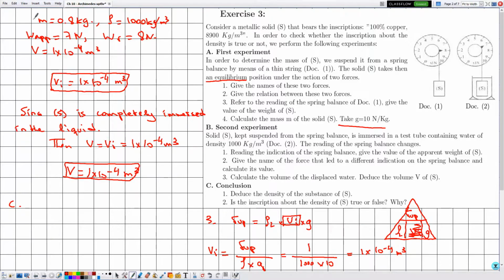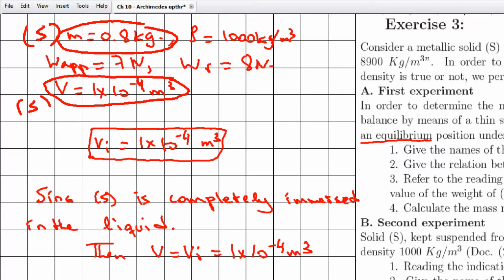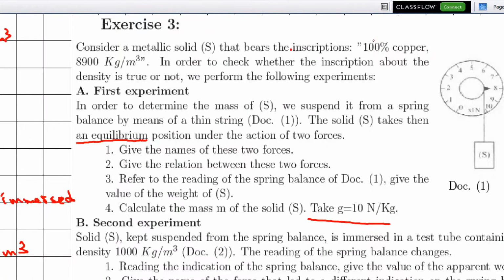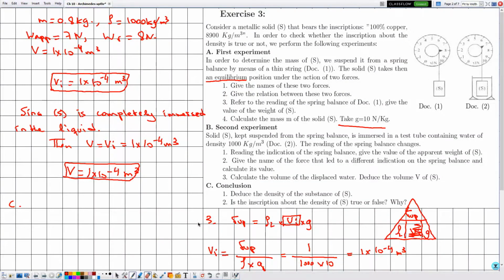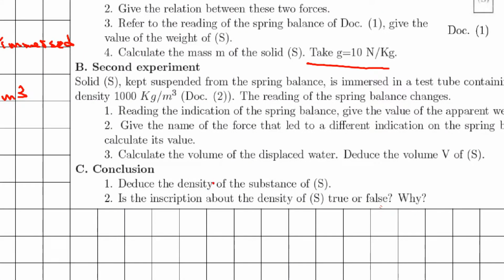Now if we look at the given, we have determined the mass corresponding to the solid S, and we have the volume V corresponding to the solid S. So the physical quantity we can calculate using these two is the density rho, which is the aim of this exercise, because we need to check whether this inscription is true or not. Now, number 1, deduce the density of the substance of S. We are in part C, which is the conclusion, and here by deduce it means we need to use the results of both experiments 1 and 2, because there is no previous part in part C.